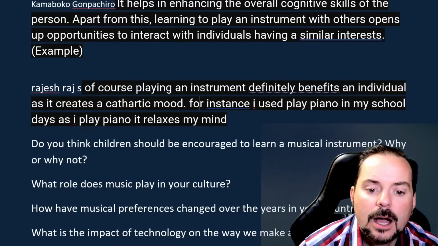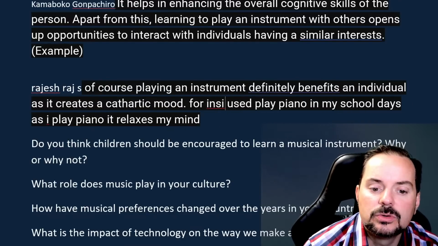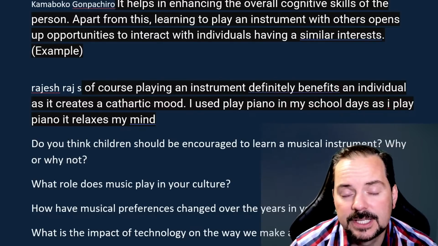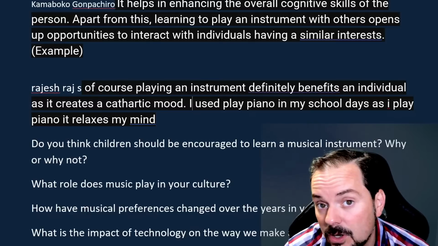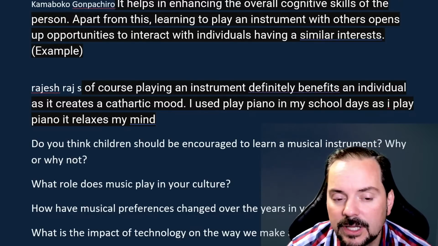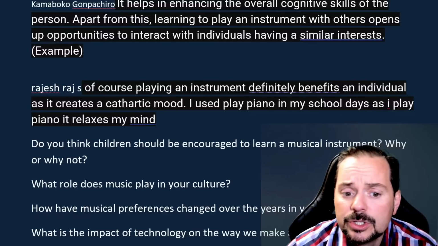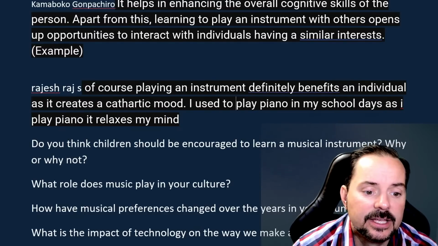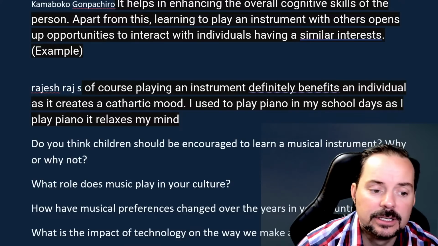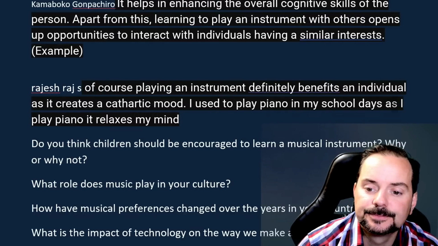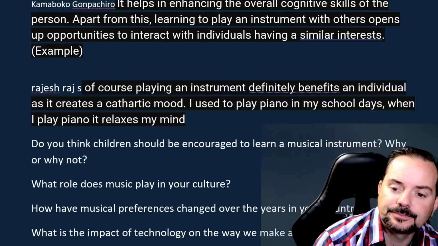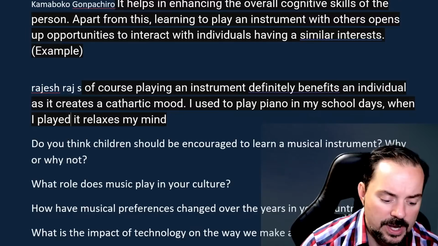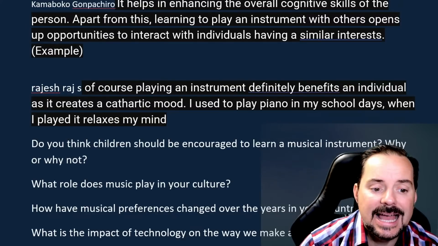okay? And don't use for instance, Rajesh, just use I immediately, because a good example, you don't need to say for instance or for example. IELTS examiners freak out. They think you're going to like talk forever and go off topic. So just go right into the example. Just say, I used to play piano in my school days as I play the piano, as I played, or when I played. Okay. When I played, you don't need the piano again because we know that now from your previous. When I played, it relaxed my mind.